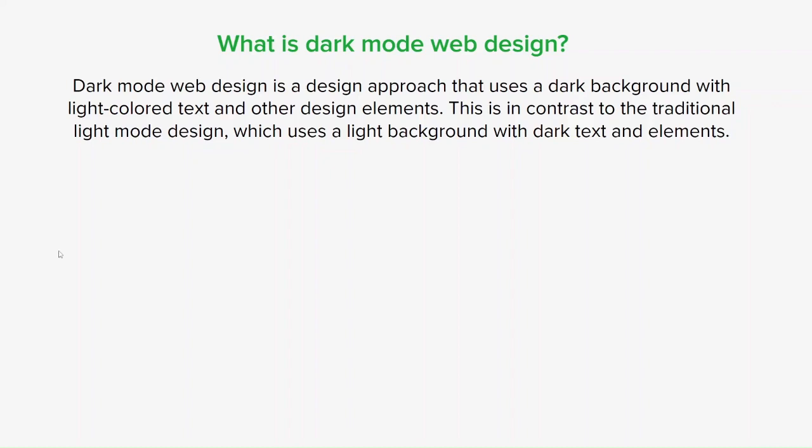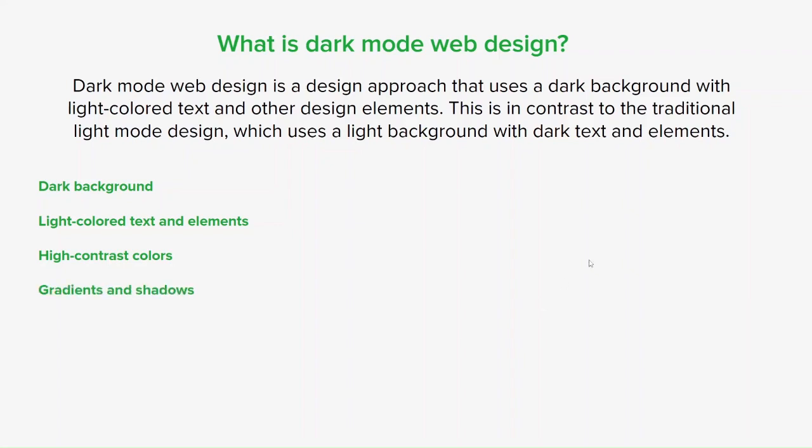So some key features of dark mode include a dark background, such as black or navy blue. This helps reduce eye strain and creates a more immersive experience for users. With the dark background comes light colored text and elements. Text and other design elements on dark mode websites are typically light colored, like white or gray. This helps ensure that they are still readable and accessible to all users. Dark mode websites often use high contrast colors to make text and other elements stand out from the background, and again, this helps readability and visual appeal.